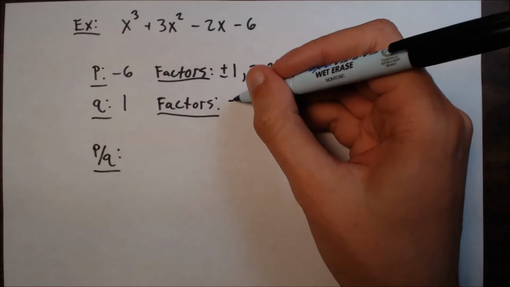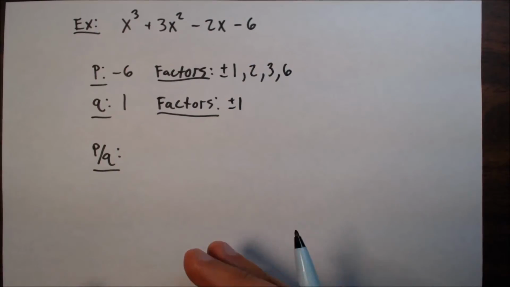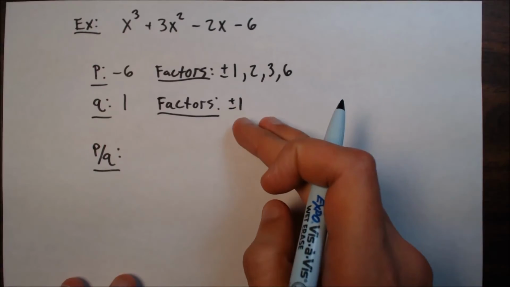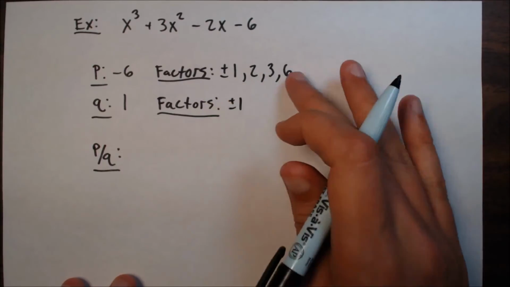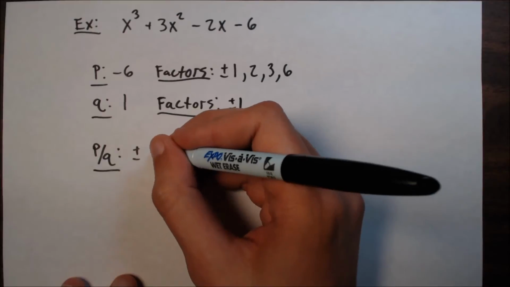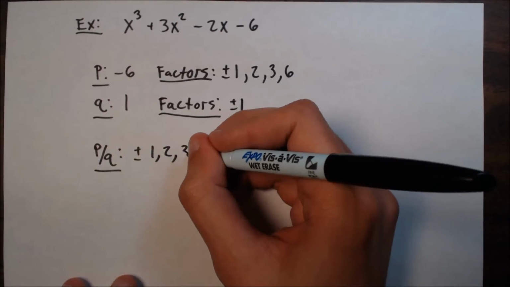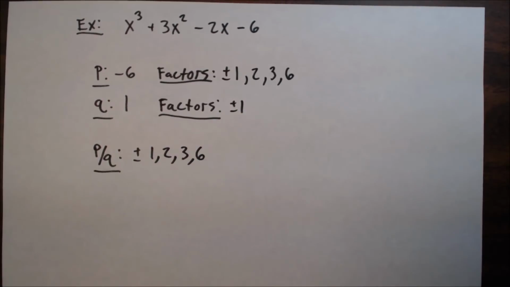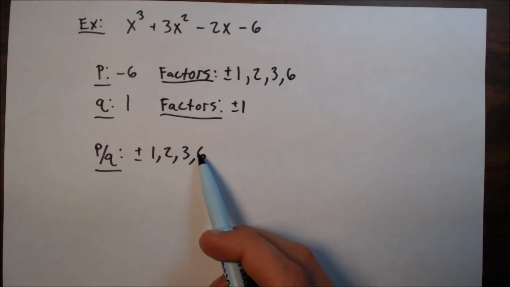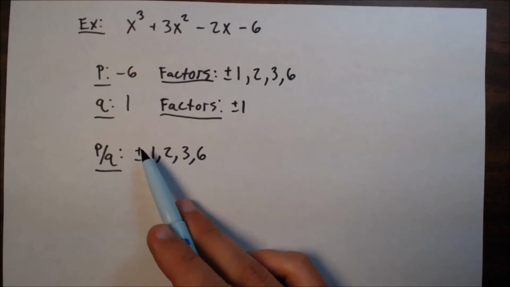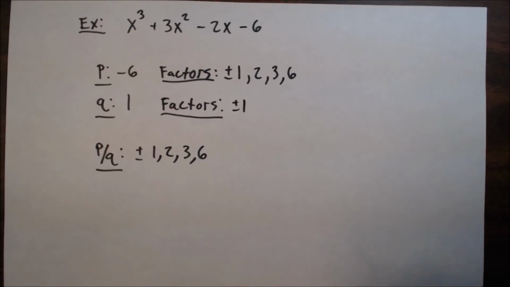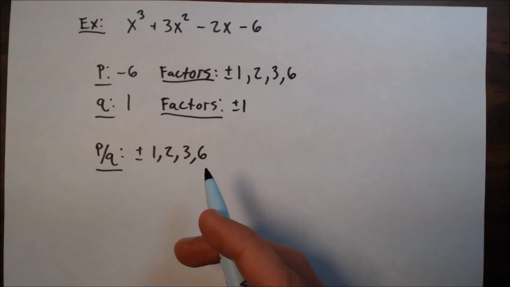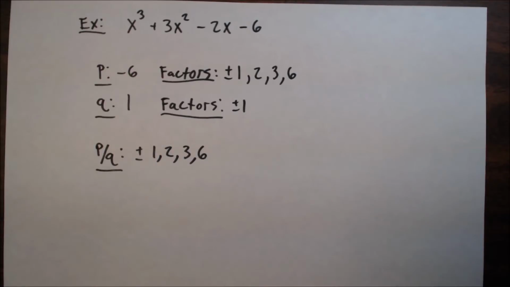For this one, all we got to do is say plus or minus 1, which means all the possible combinations of P divided by Q are really just the same numbers as P. So plus or minus 1, 2, 3, 6. Which means how many possible rational roots do we have? 1, 2, 3, 4 times 2, because it's the positive and the negative. So that means there's 8 possible rational roots. So now we're going to go to the calculator and we're going to see how many of these are actual roots.